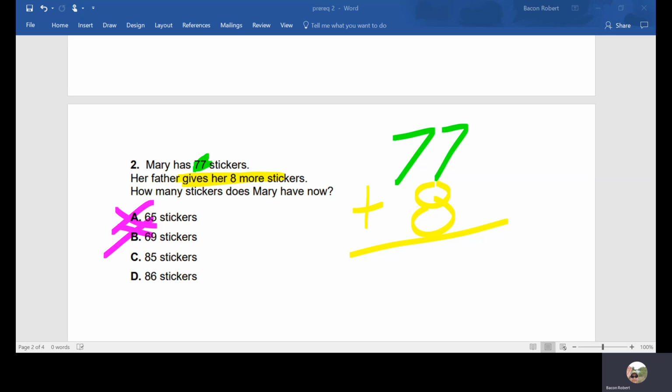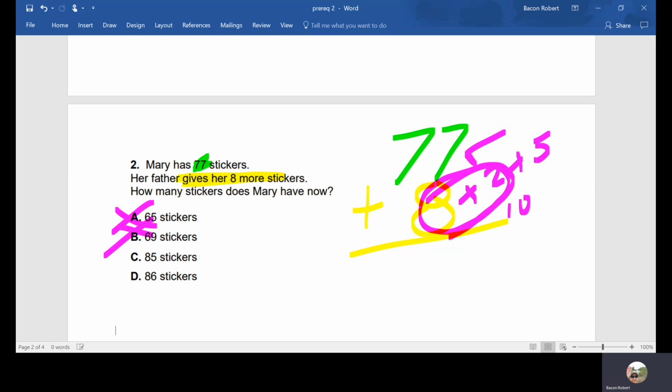So using our friendly 10, if we wanted to, because we know 8 is 2 away from 10. So we could change our 7 into 2 plus 5, because 2 and 5 make 7. And then take our 8 and 2 to get our friendly 10. And then we have our 5 left over. So this is 15.